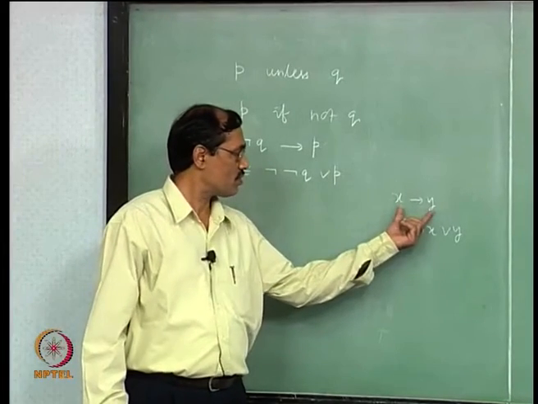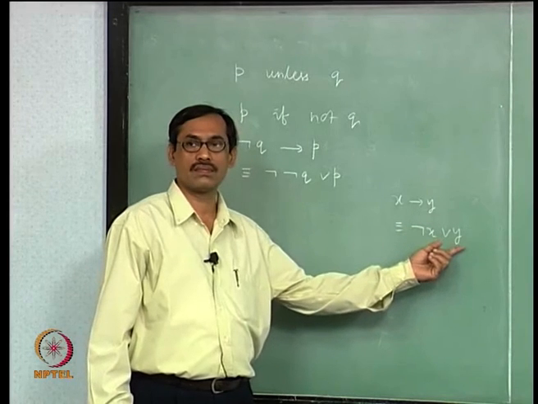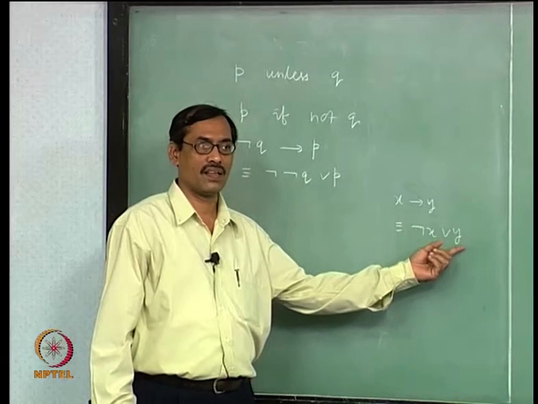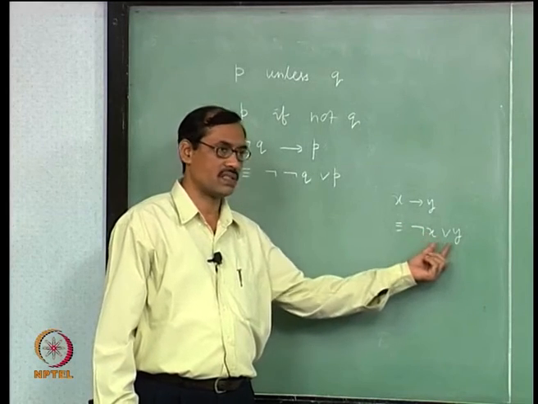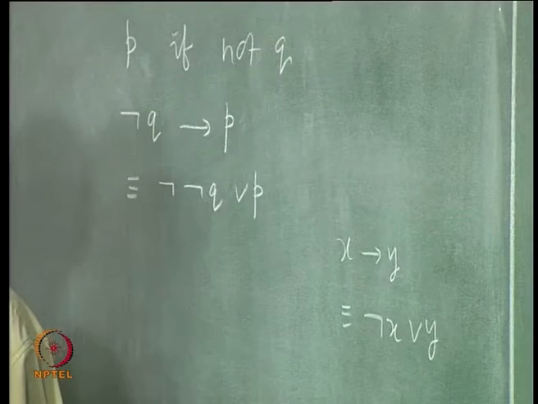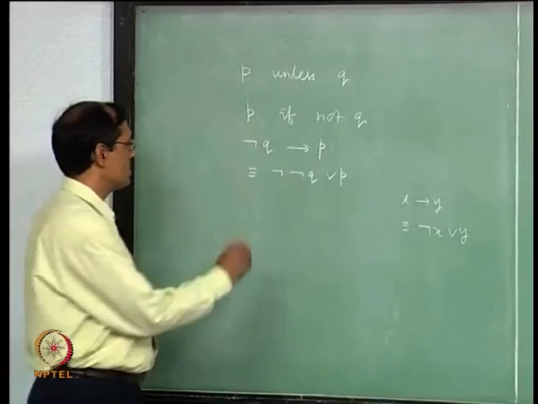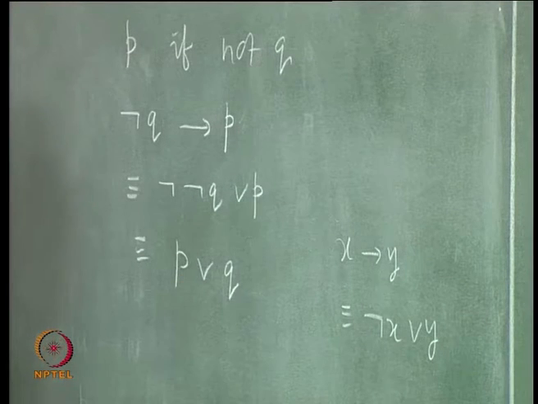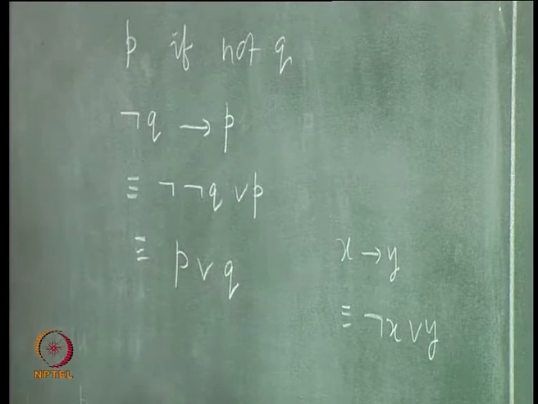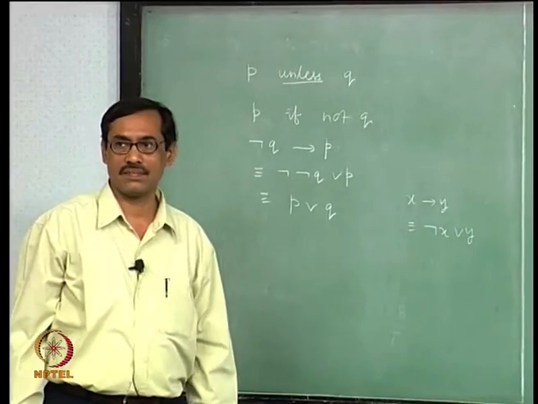See, this is true when x is false or y is true. These are the only cases when this becomes true. So, it should be equivalent to not x or y. Now once you apply this, you get simply P or Q. So, unless becomes simply or in our language of propositional logic.